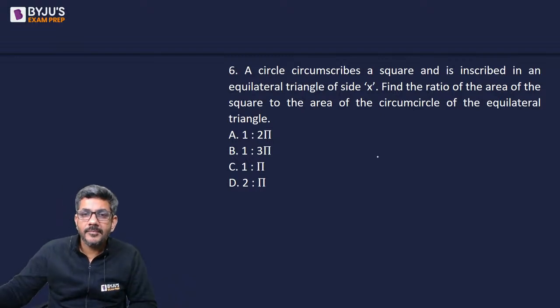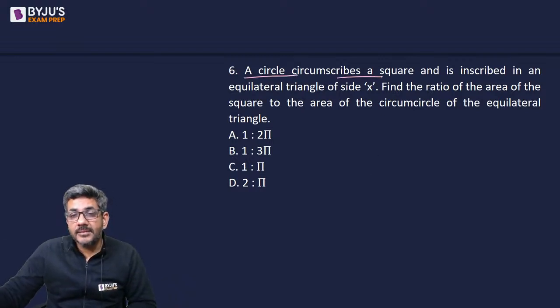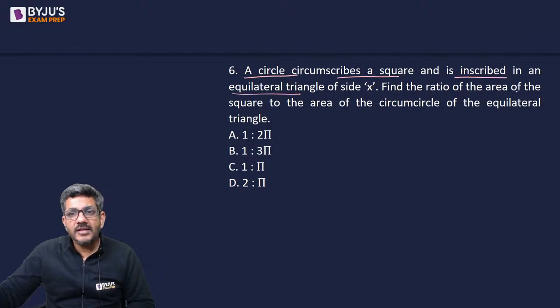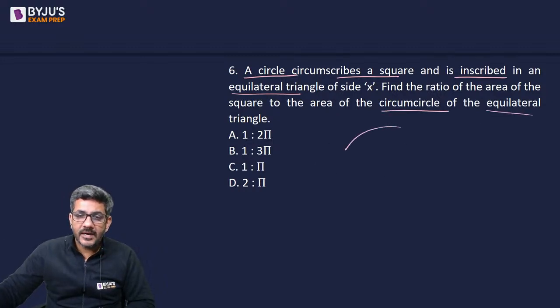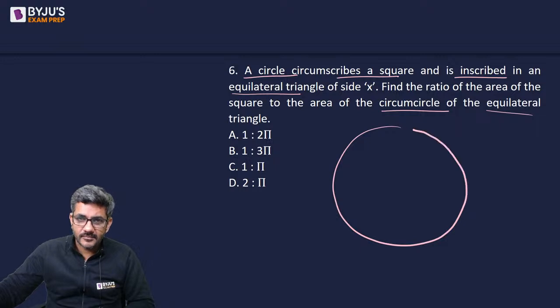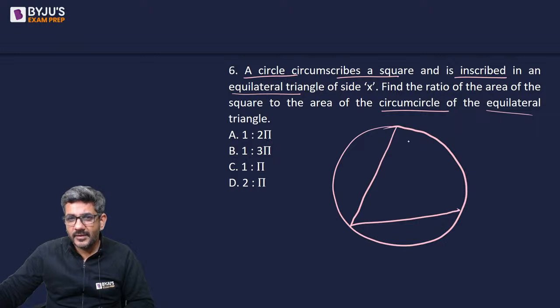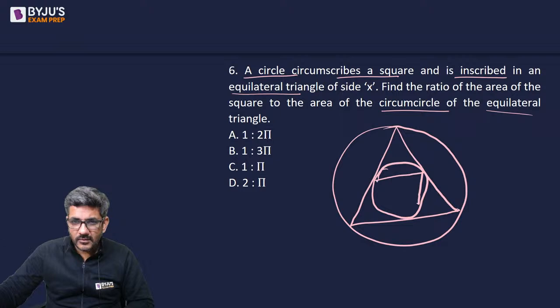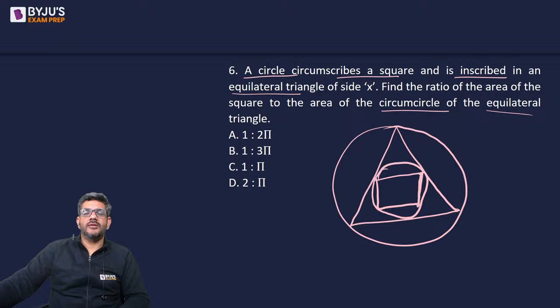Let's start solving it. A circle circumscribes a square and is inscribed in an equilateral triangle. Find the ratio of the area of the square to the area of the circumcircle of that equilateral triangle. That means we have a circle inside which we have an equilateral triangle, inside which we have another circle, inside which we have a square. Of course it is not looking like a square, but please take it as a square.